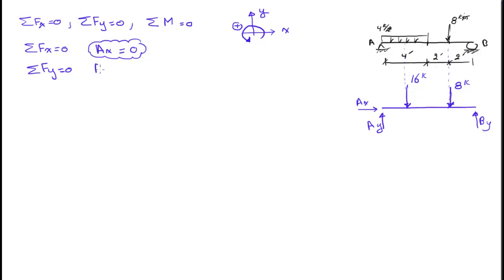So it's AY going up, that takes care of this one. Then we have a 16 going down, that's why we have a minus 16, then an 8, minus 8, then we have a BY going up, so that's a plus BY, that's going to be equal to 0, or simply it's going to be AY plus BY equals 24.